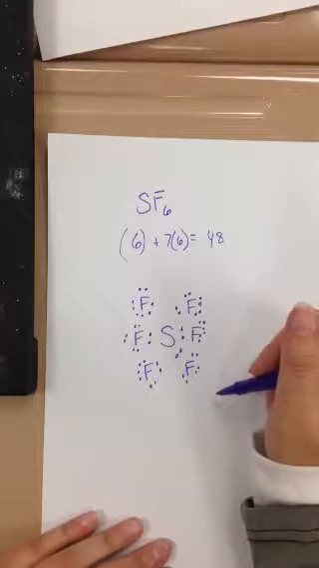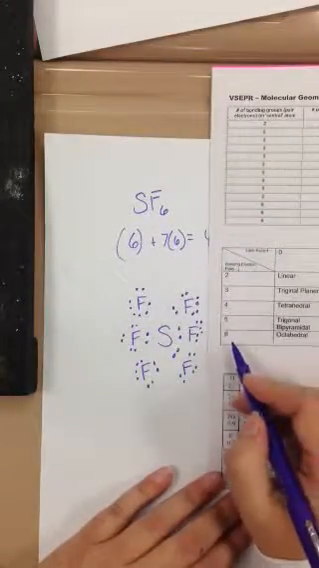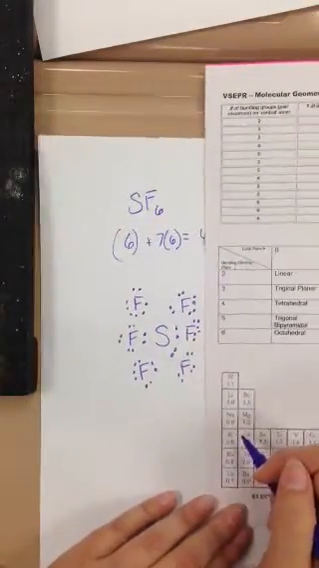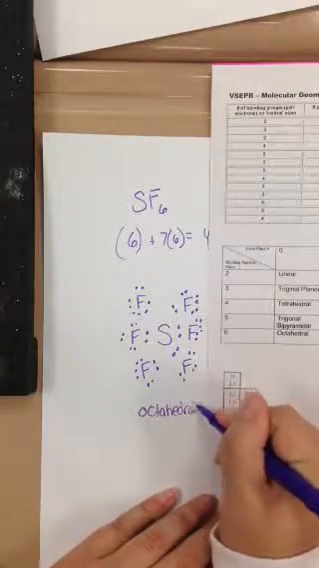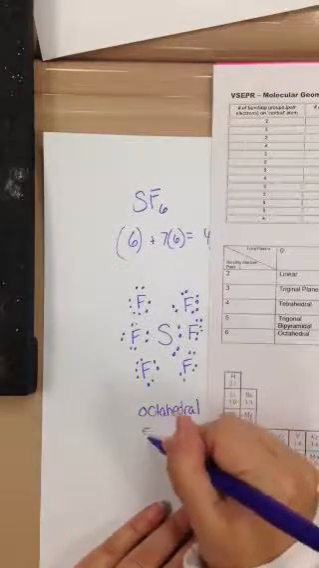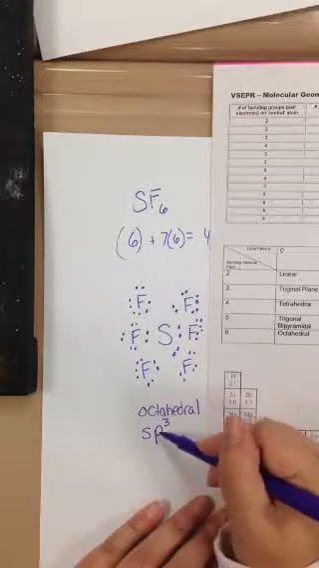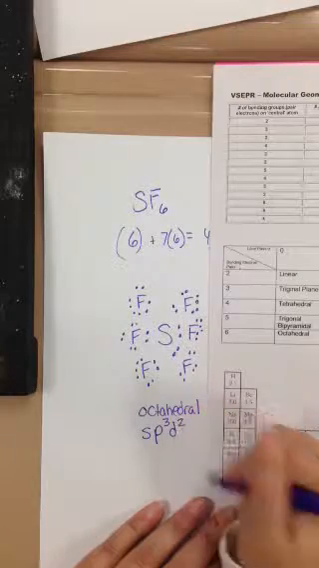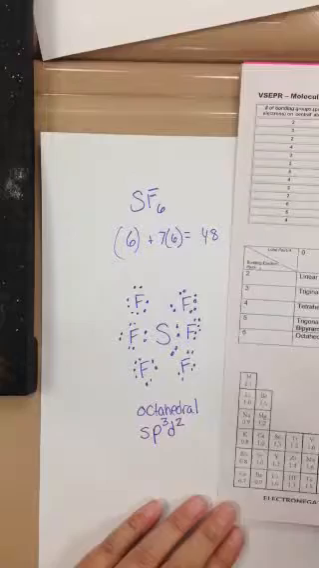Now it's time to take a look at what's the shape. Well, how many bonding sites? 6. Are there any lone pairs? No, so it's octahedral. And there are 6 bonding places, so that would be S, P. Well, 3 is the maximum you can have in P, but that's 1, 2, 3, 4, so it's D2. That would be the hybridization for this substance.